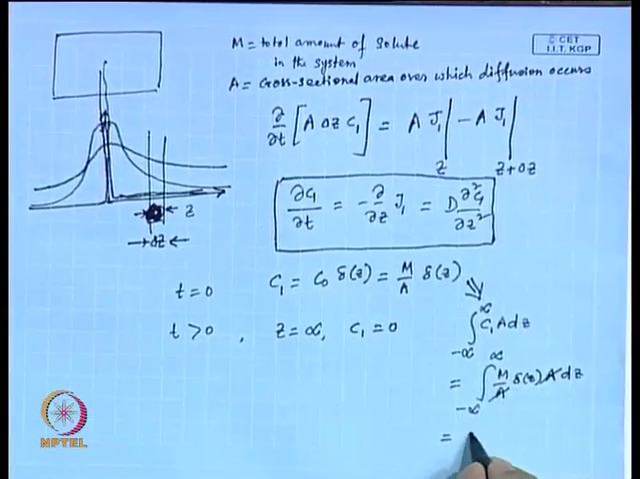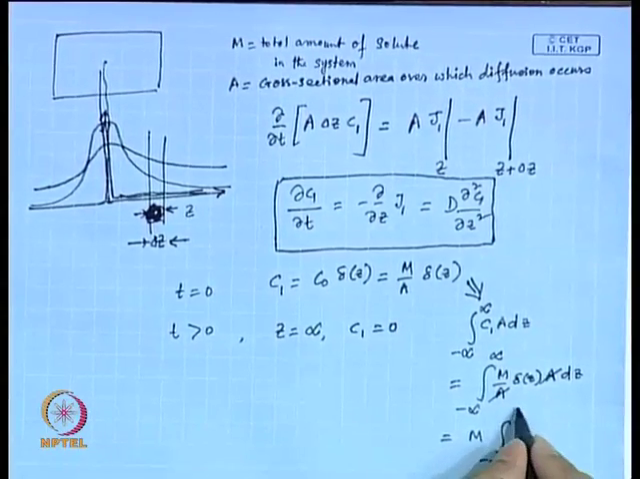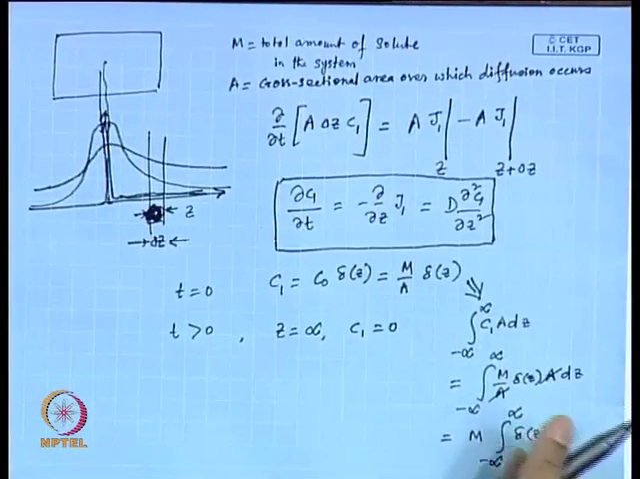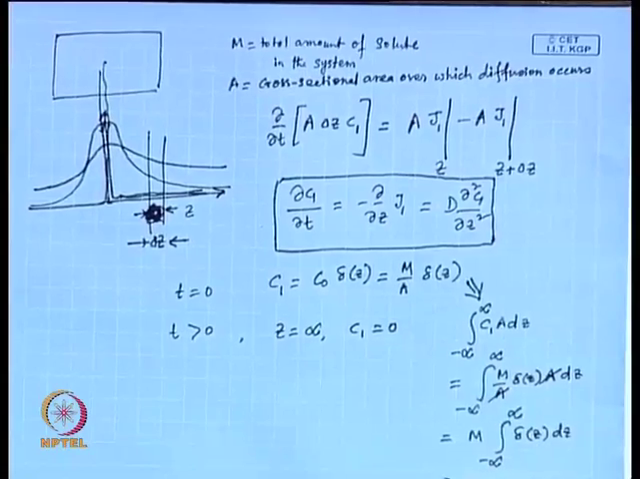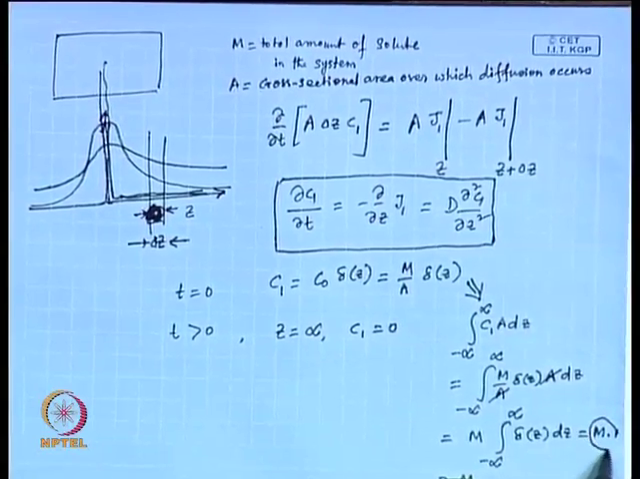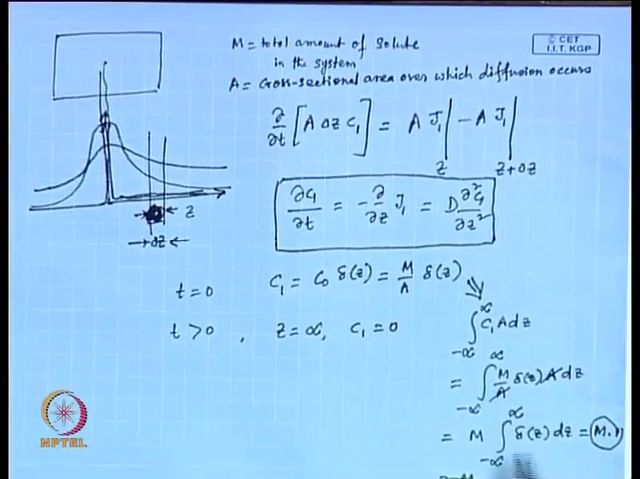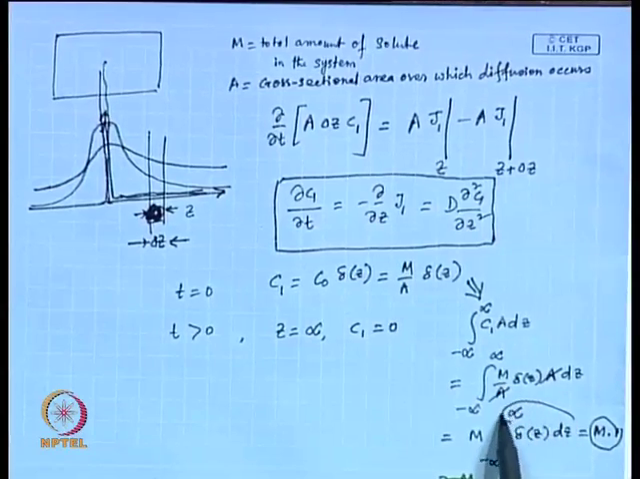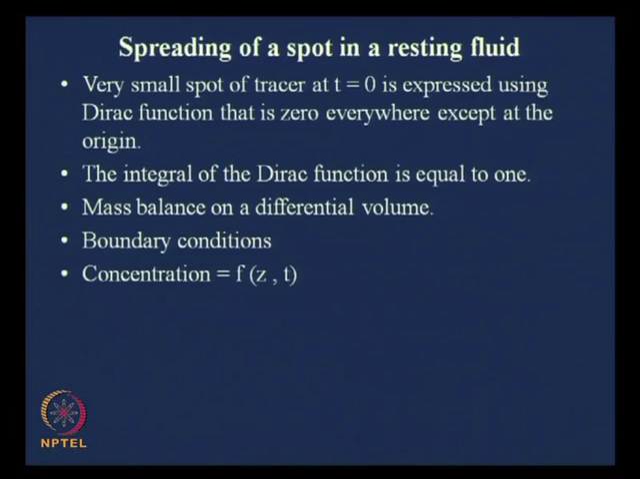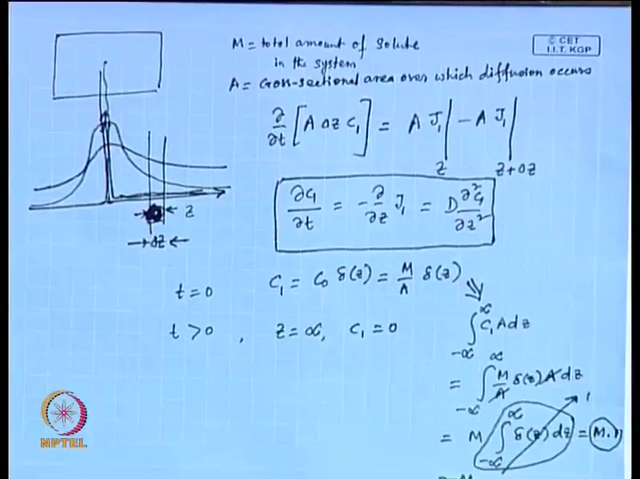So, basically this is m times the integration from minus infinity to plus infinity of delta z dz, and I pointed out that the integral of this Dirac function is equal to 1. So, this is equal to m into 1. So, this result is m, because the value of this integral is equal to 1. That is what probably I referred to here in this slide as the integral of this Dirac function. Basically, I should have said from minus infinity to plus infinity.